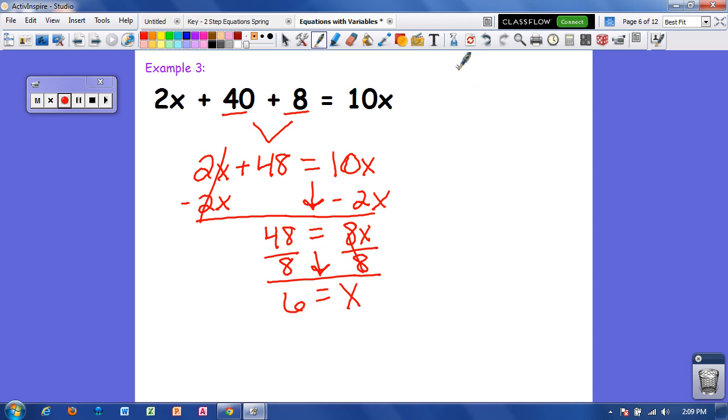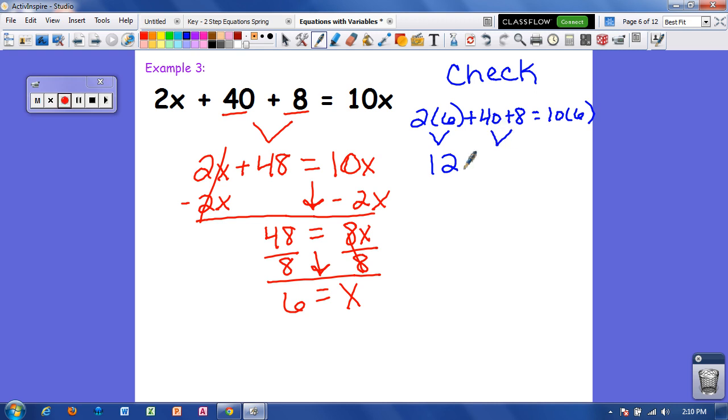But I still need to check. So I'm going to take 6 and plug it in for every x that I see. So I have 2 times 6 plus 40 plus 8. That should equal 10 times 6. Well, we know that 2 times 6 is 12. We know that 40 plus 8 is 48. And 10 times 6 is 60. 12 plus 48 is 60. Those are equal, so this checks out.